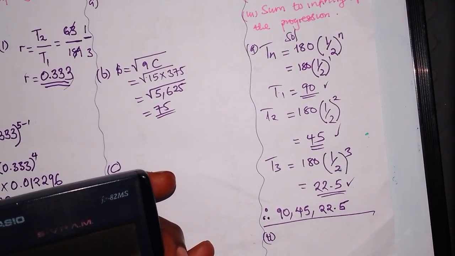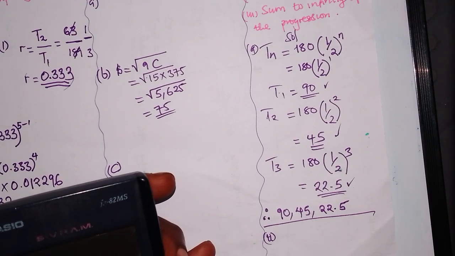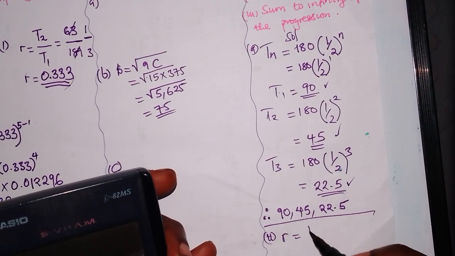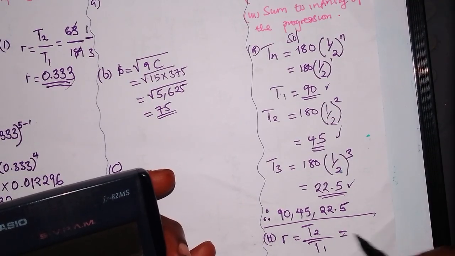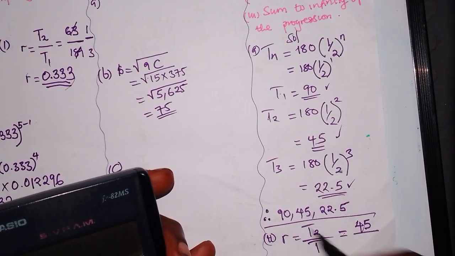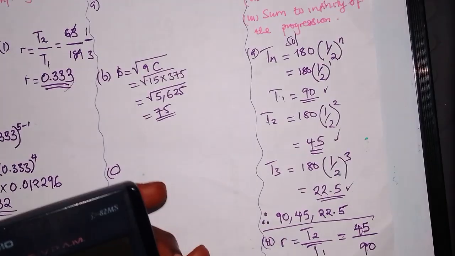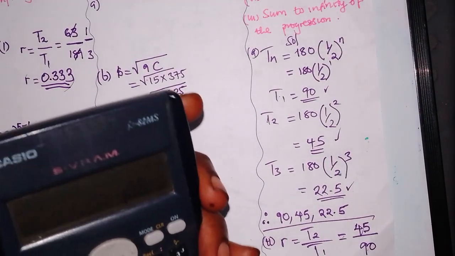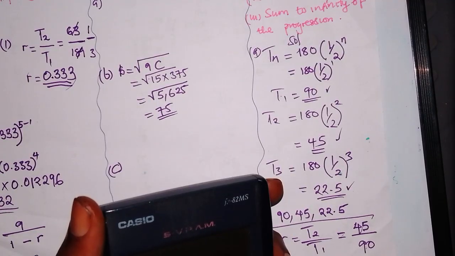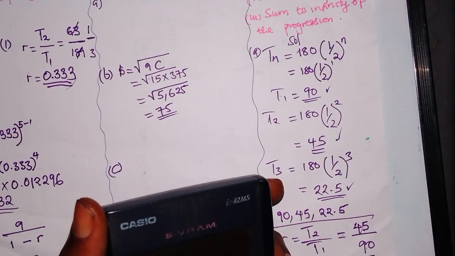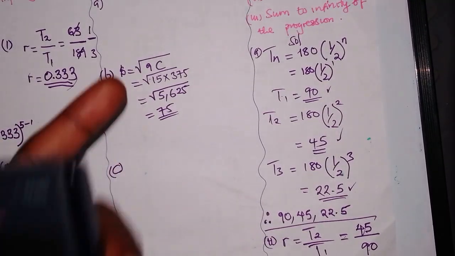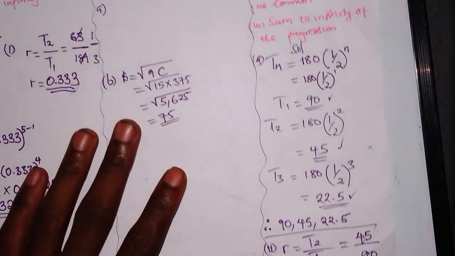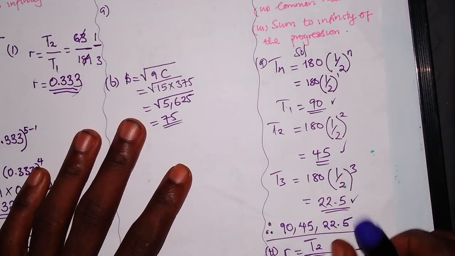Then our second question is saying find the common ratio. How do you find the common ratio? Again, to calculate the common ratio, you just say the second term divided by the first term. Our second term is 45, our first term is 90. So 45 divided by 90, you find that your common ratio is 0.5, which is less than 1. And again, for the sum to infinity, you can try it at your own free time.